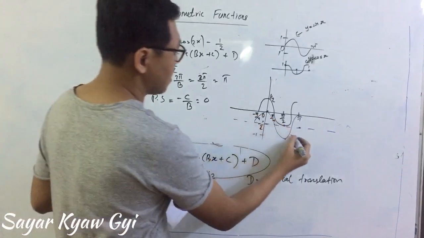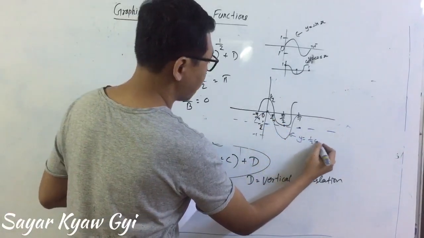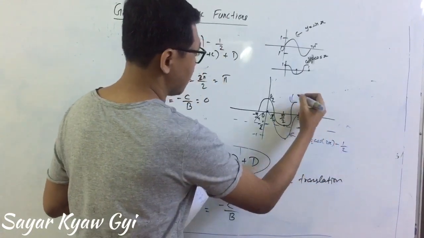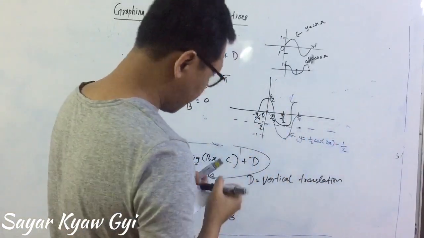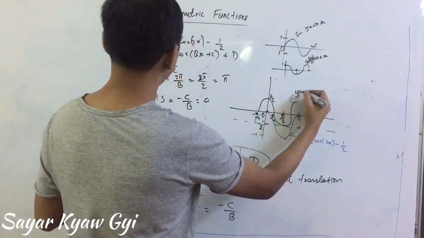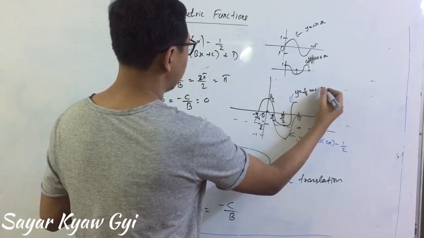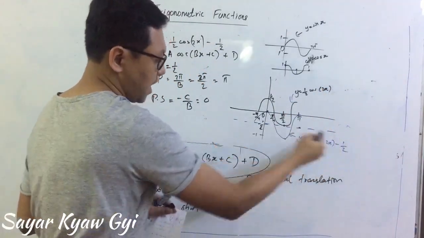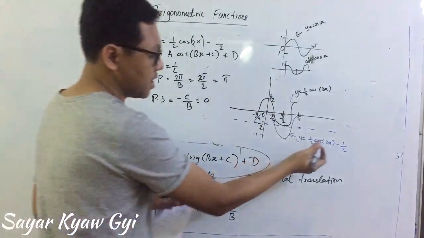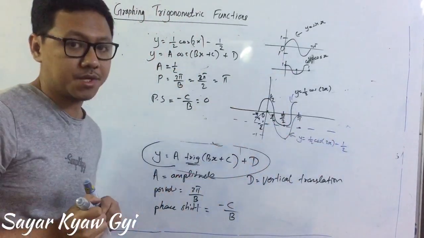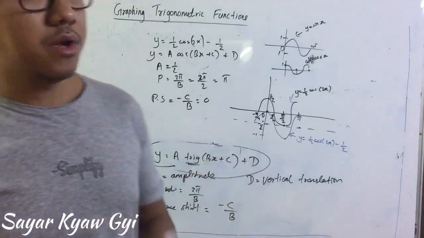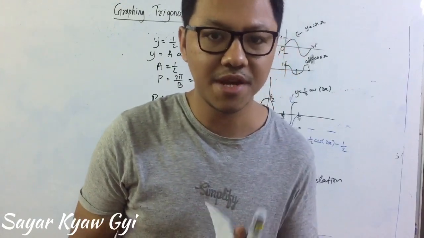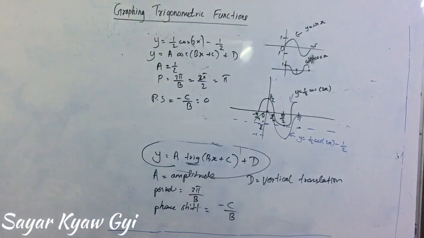Okay, so this is y equals half cos 2x minus 1 by 2. The black graph is y equals 1 by 2 cos 2x, not yet shifted. If you subtract from the outside, the graph will move downward. In this case, the black graph will go upward by half a unit. Okay, so this is how you draw sine and cosine graphs. Thanks for watching. See you in the next video.